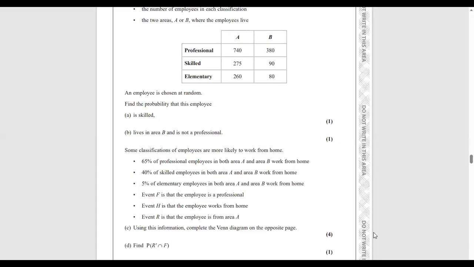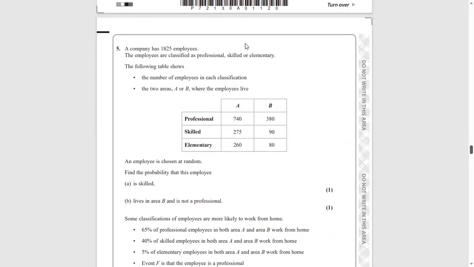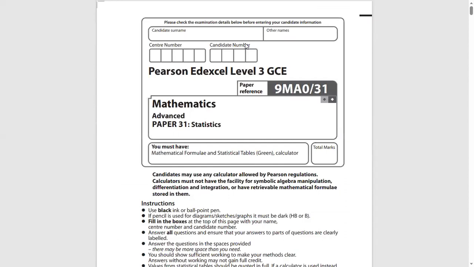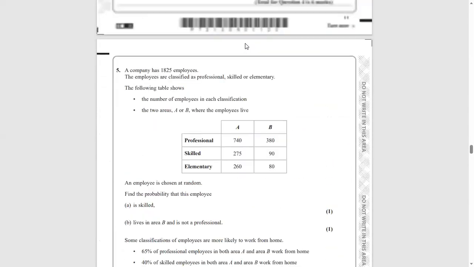Hello, so in today's video, we're going to answer quite a tough question, it looks like, from the 2022 Edexcel Paper 3 statistics exam. So this is the statistics section from the Paper 3 2022 Edexcel A-level exam. We're going to answer this question 5 here.